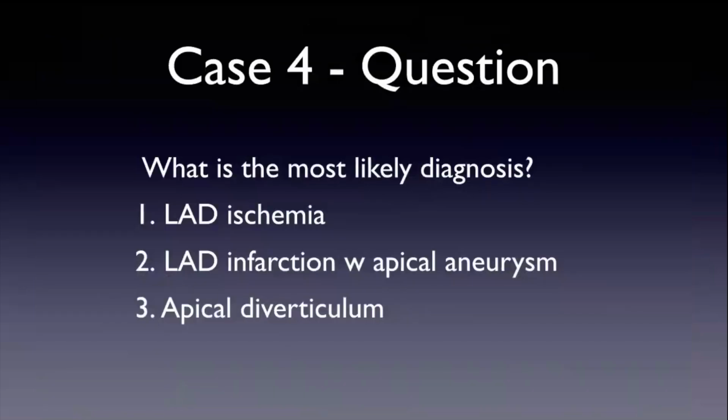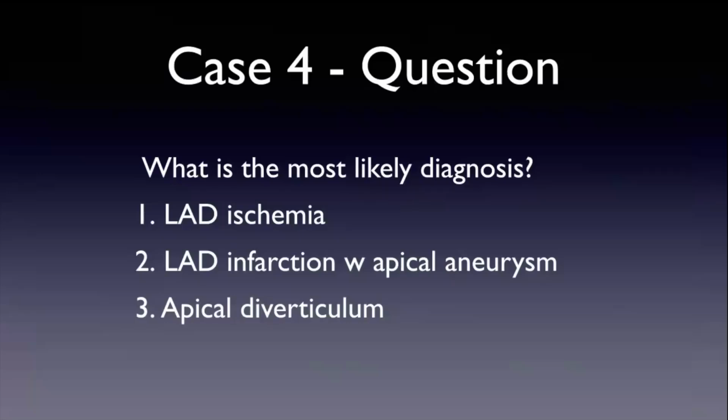So what's the most likely diagnosis? Is it LAD ischemia? I didn't see any resting images. Is it a prior LAD infarction with apical aneurysm? Or is it an apical diverticulum, as we talked about? And then you could add the thought of apical HCM with apical aneurysm. That's the other potential differential, right? So it's kind of difficult. I don't think you could say for sure based on these images.